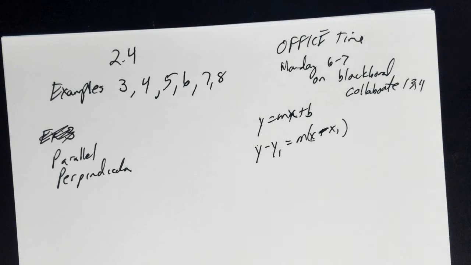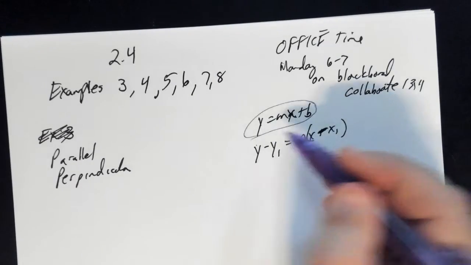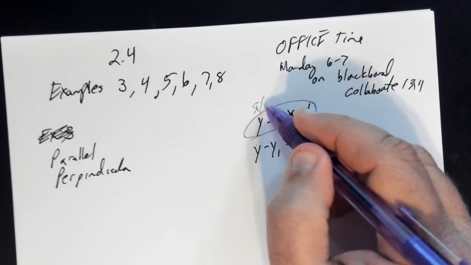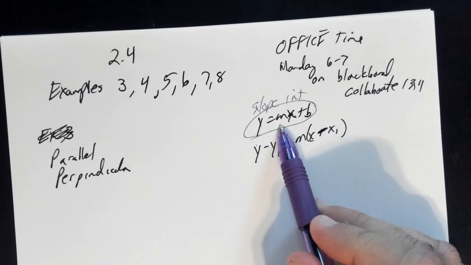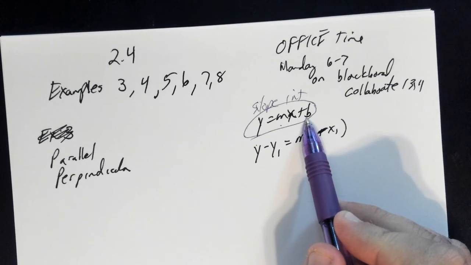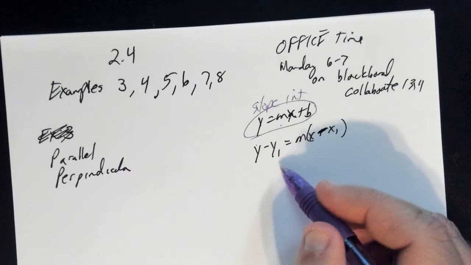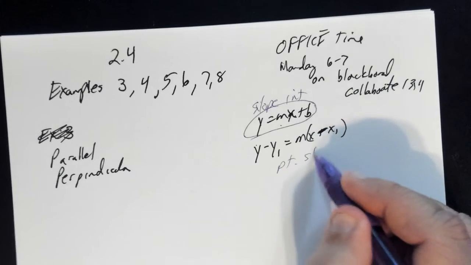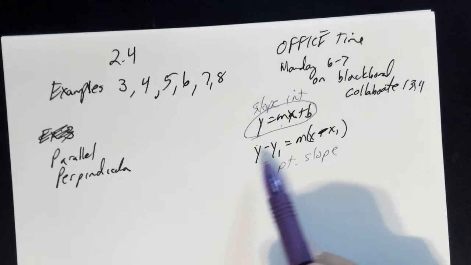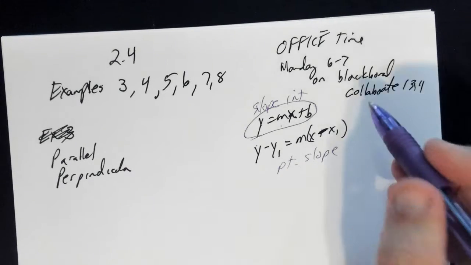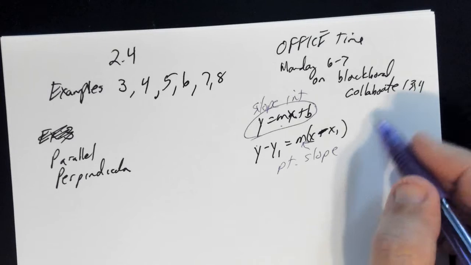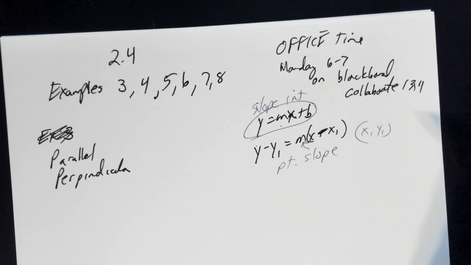So as we get into this section 2.4, we need to kind of review a couple things. One, our slope-intercept form. The slope-intercept form: y is equal to mx plus b. m is my slope. Remember, b is my y-intercept. And then we have our point-slope form, which is y minus y1 is equal to m times x minus x1, in which m is again my slope, and then x1, y1 is the point they give us.